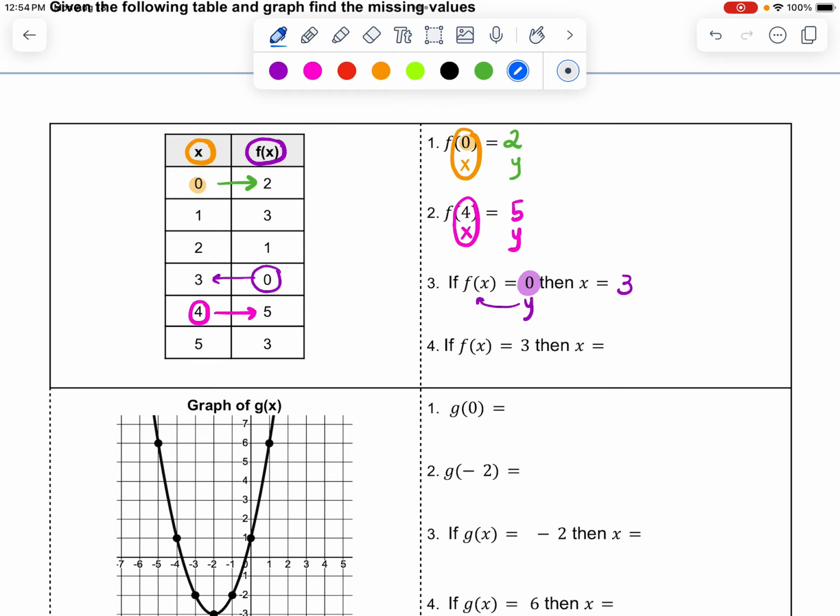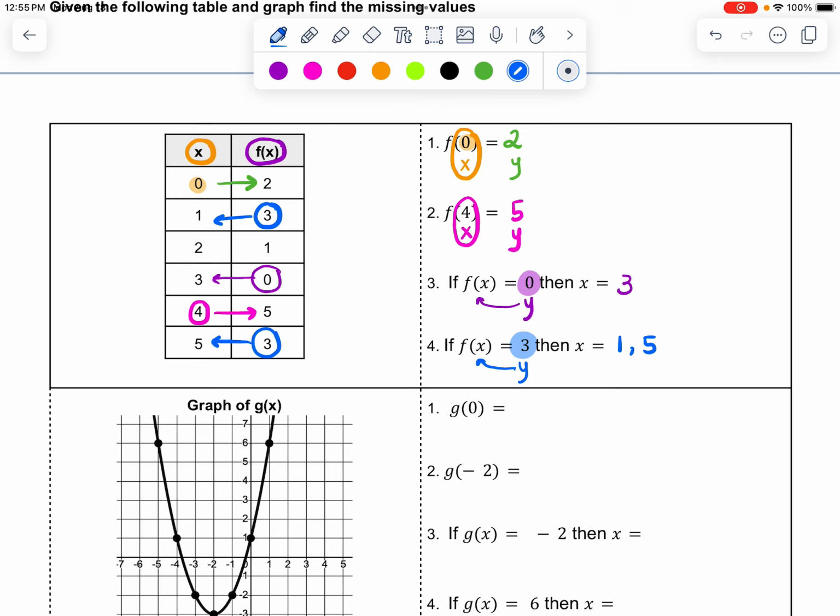And last but not least, in problem number 4, the 3 is after the equal sign, so that's the y, and I need to go back and find the x. So I'm going to look for the number 3 in the y column. Now you're going to notice there are actually 2 number 3s there. That means there are going to be 2 corresponding x values. The first one is 1 and the second one is 5. So I'm going to list them both.